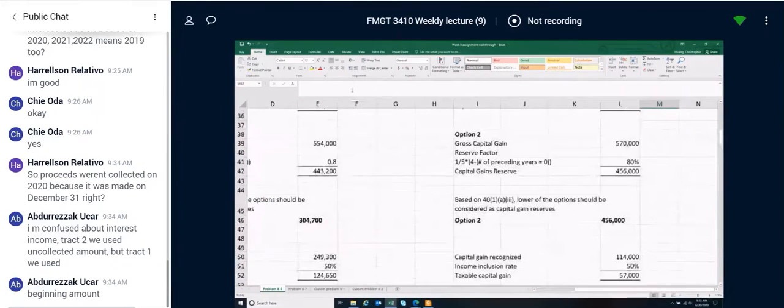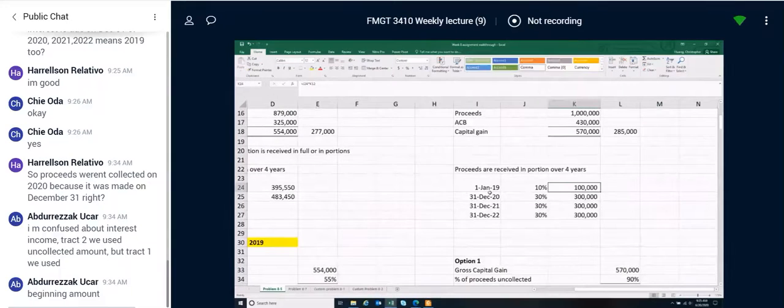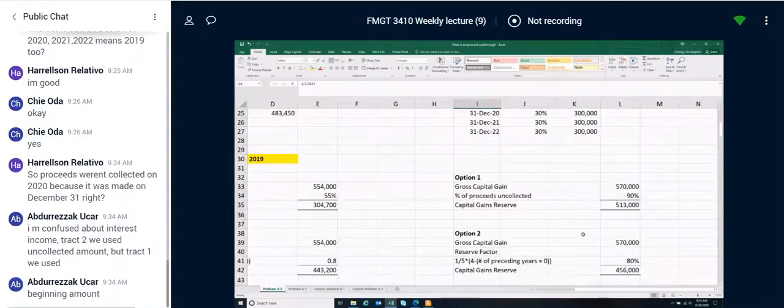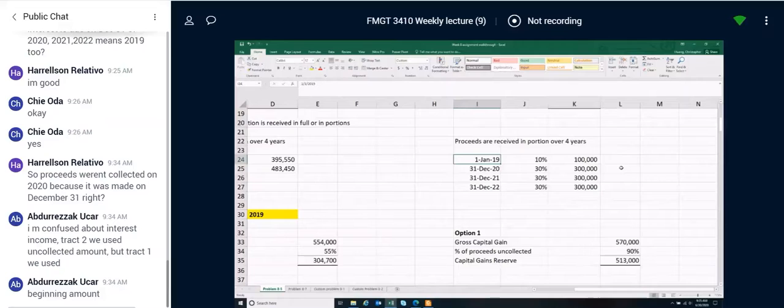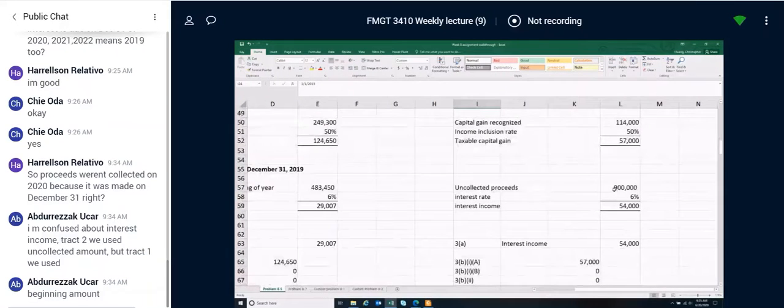Here, again, you got 100,000 Jan 1. 900,000 is uncollected. And again, in 2020, Jan 1, 2020, 900,000 is the uncollected amount. It's always been uncollected proceeds at the beginning of the year. Right? Remember, the question specifically told you the interest is based on the beginning of the year balance, not the end of the year. Is that clear?